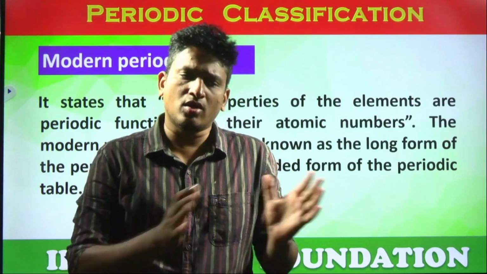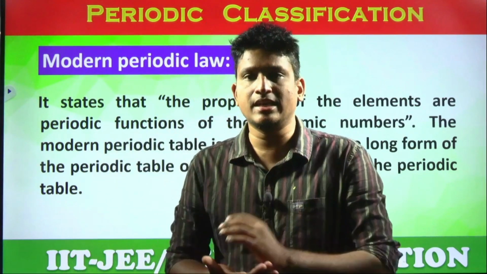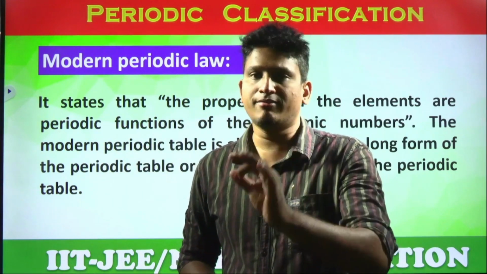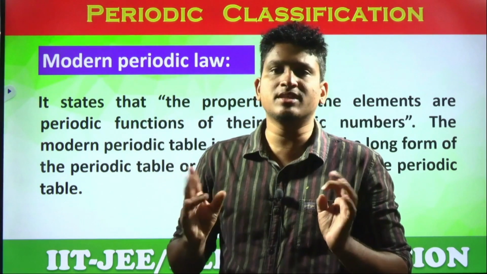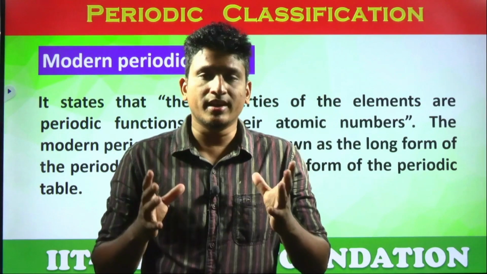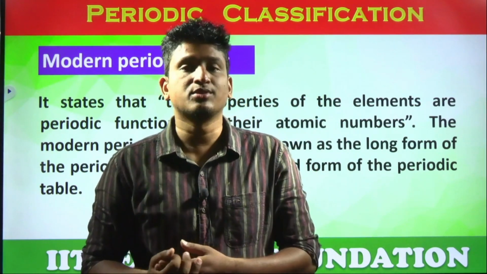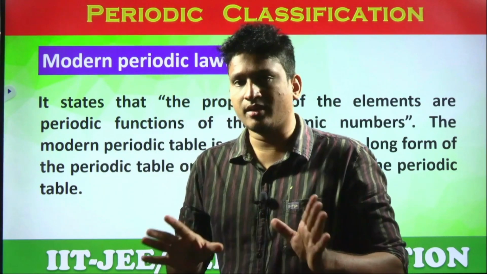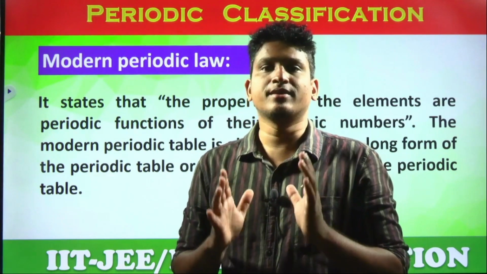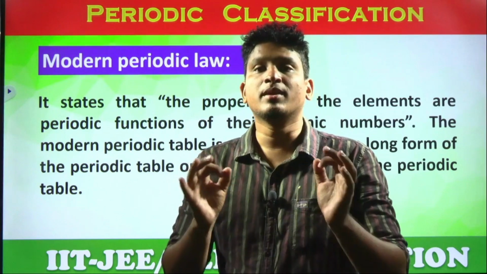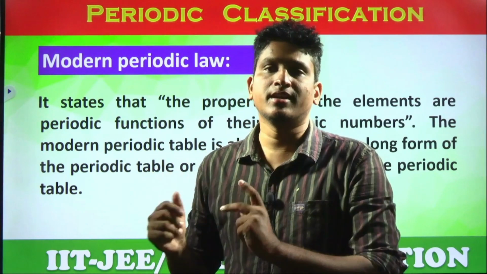All the previous classifications were mostly done on the basis of atomic weights, yes or no? But what is the best thing? If you are classifying the elements based on atomic weights, there are so many drawbacks when it comes to the weights. So what is the perfect way of classifying the elements? The perfect way to classify the elements, students, is atomic numbers.